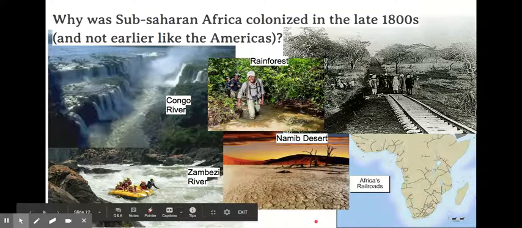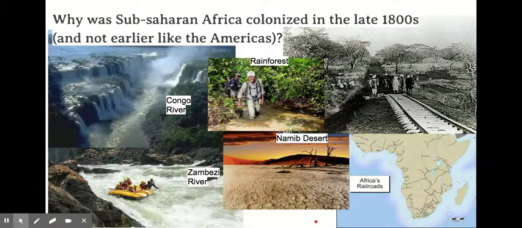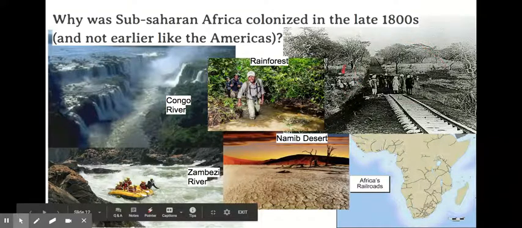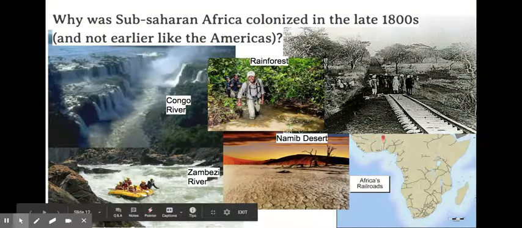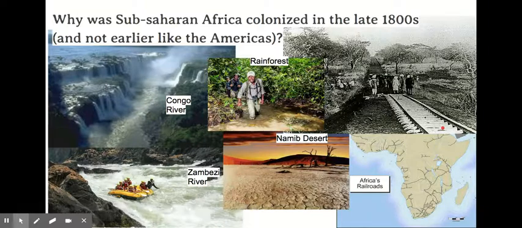But what the British and the French and the Dutch had by the 1800s was technology. They built railroads. And here you have a picture of a railroad cutting straight through the geography. And these little lines represent railroads going into Africa. So with the technology of the railroads, plus improved medicine, improved communication, and frankly, better guns and weapons, Africa was colonized by the Europeans in the late 1800s.